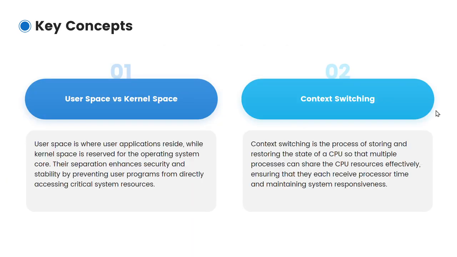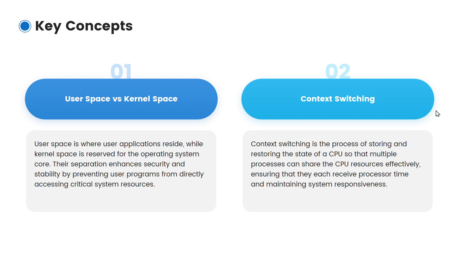Key concepts. User space versus kernel space. User space is where user applications reside, while kernel space is reserved for the operating system core. This separation enhances security and stability by preventing user programs from directly accessing critical system resources.